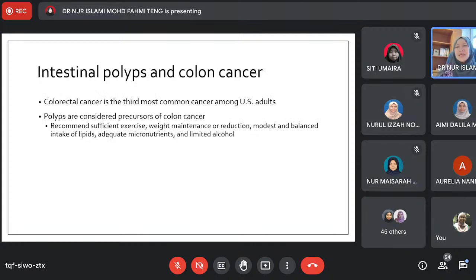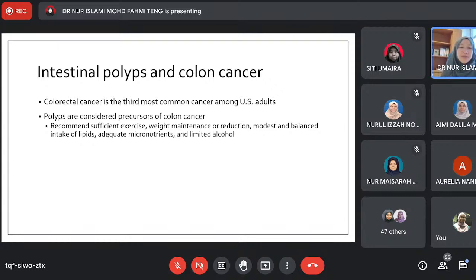Other diseases including intestinal polyps and also colon cancer. So colorectal cancer is the third most common cancer among US adults. And polyps are considered as precursor of colon cancer. So those with colon cancer, of course, we need to follow the guidelines for cancer lah pula kan. So for polyps, we recommend sufficient exercise, weight maintenance or reduction if the patient is obese, modest and balanced intake of lipids, adequate micronutrients, and also limited alcohol. Okay.